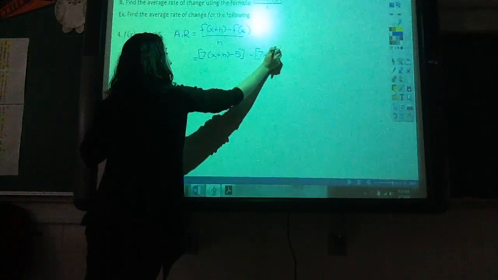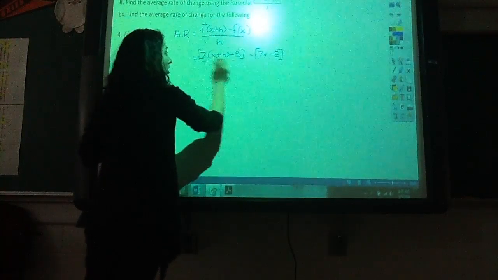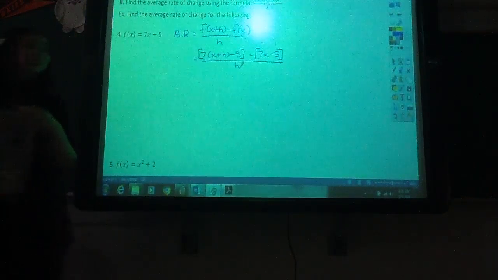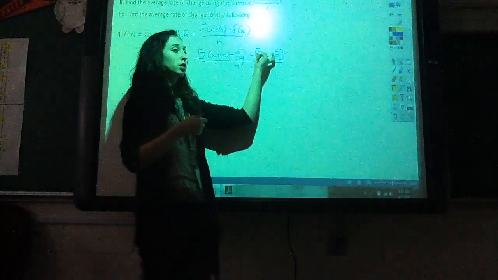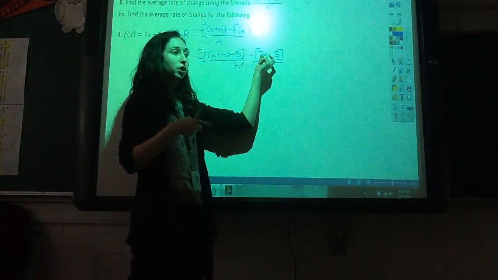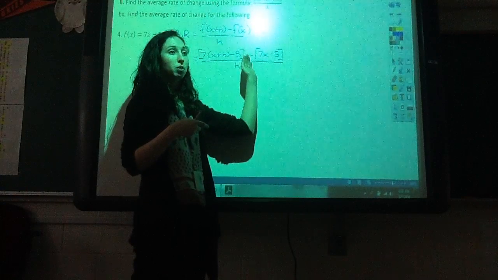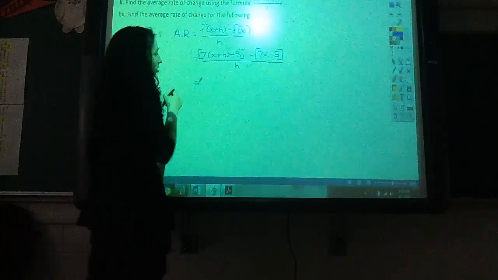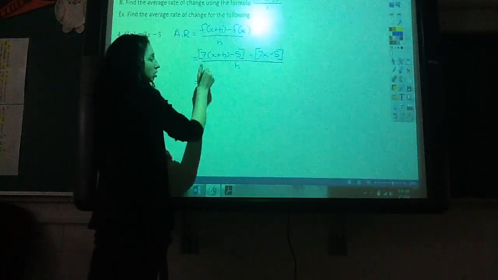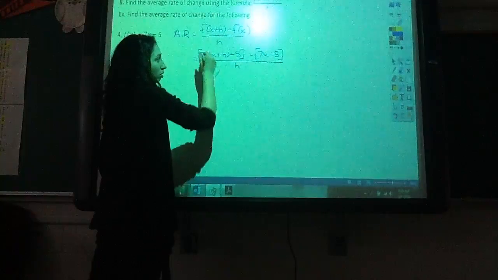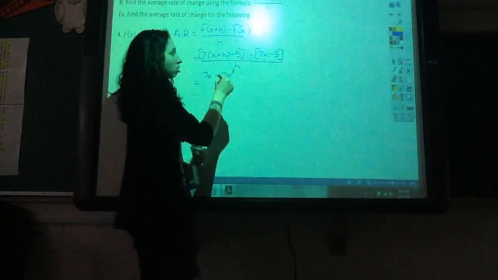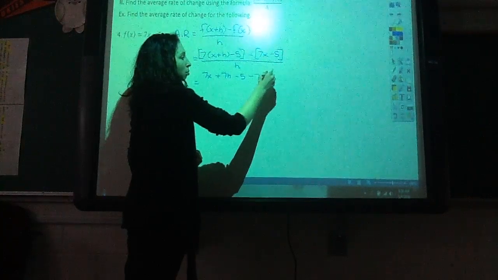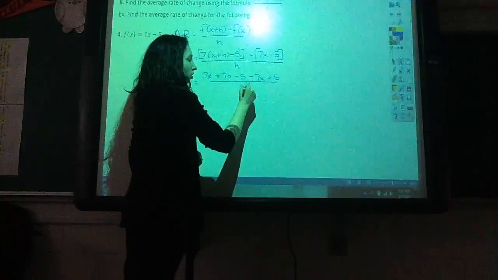That's 7x minus 5, all over h. Now the reason why I'm using the parentheses and the brackets is because you can't just write 7x minus 5 without anything around it, because there's a minus in front. You have to distribute that minus to all the pieces. So if I start distributing, what do I end up with on top? 7x plus 7h minus 5 minus 7x plus 5 all over h.